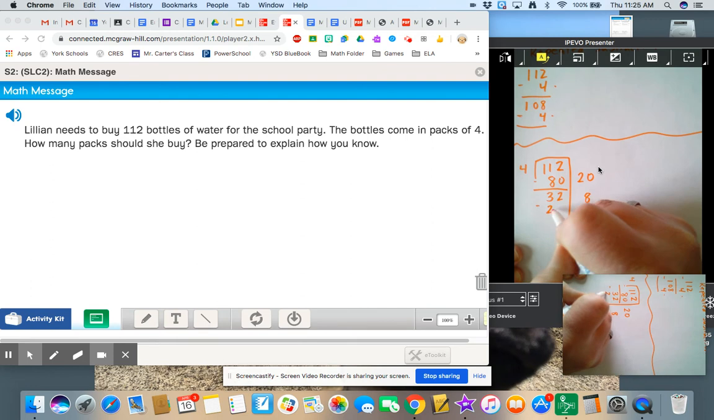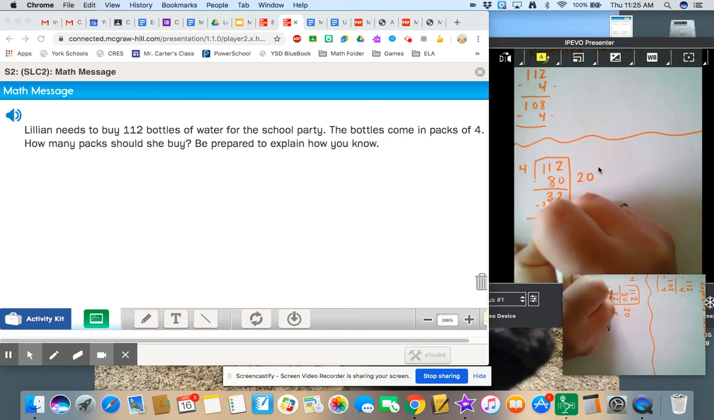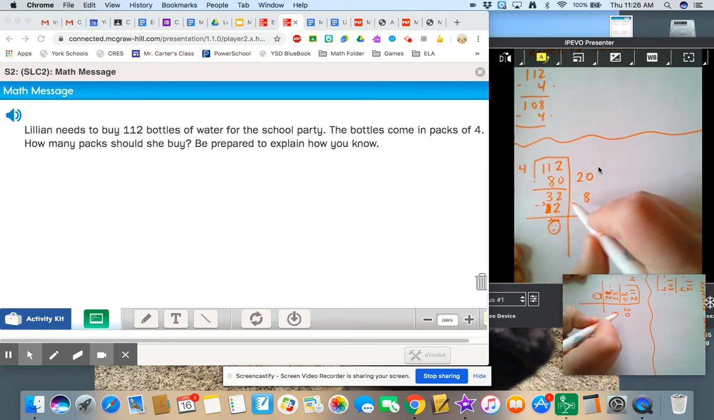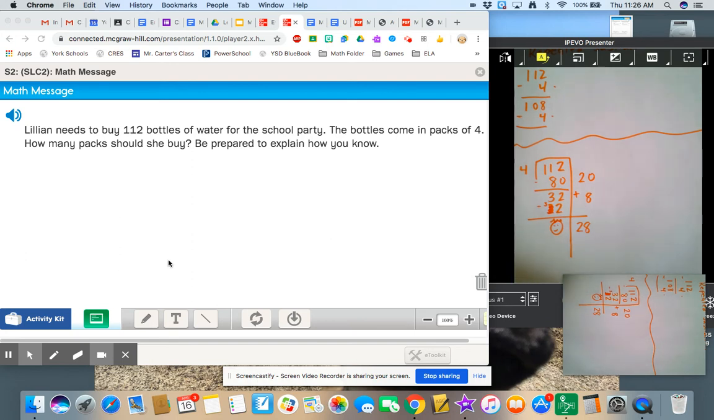Oops, sorry. 32. 32, which gets us to 0. Now once we hit our 0, we add the side numbers here on the side thing. So 20 plus 8 is 28. So the answer to this is 28. So that, my friends, is called partial quotients. So now I'm back over here. Let's do a couple more examples of that.